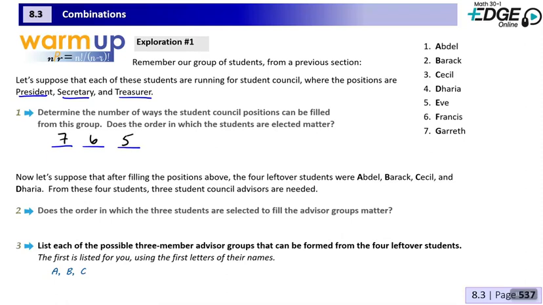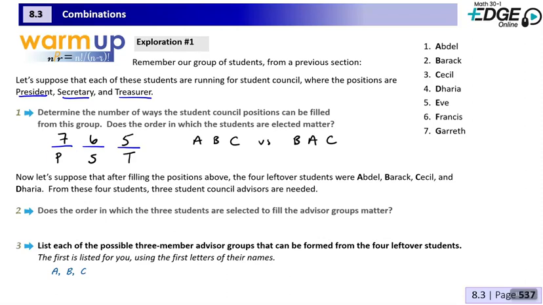Now, the question of whether or not the order matters has to do with the roles. And what I mean by that is the first position represents a president, and the second position represents a secretary, and the third position represents a treasurer. So if, for example, we had student A in the first position, and then student B in the second position, and student C in the third position, would that be different from if we had student B in the first position, student A in the second position, and student C in the third position?